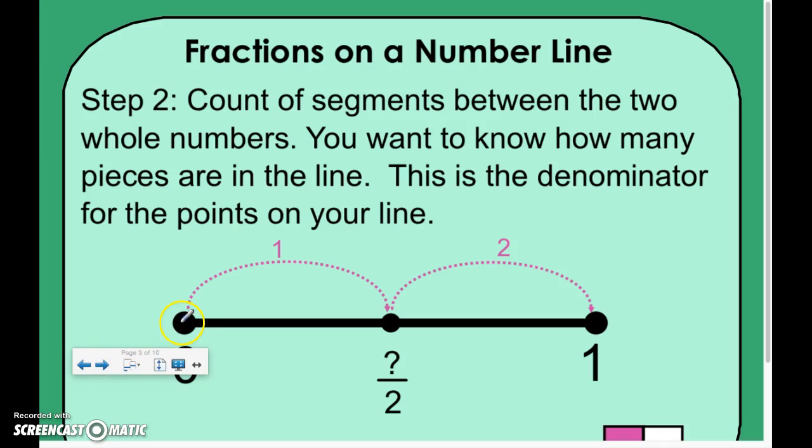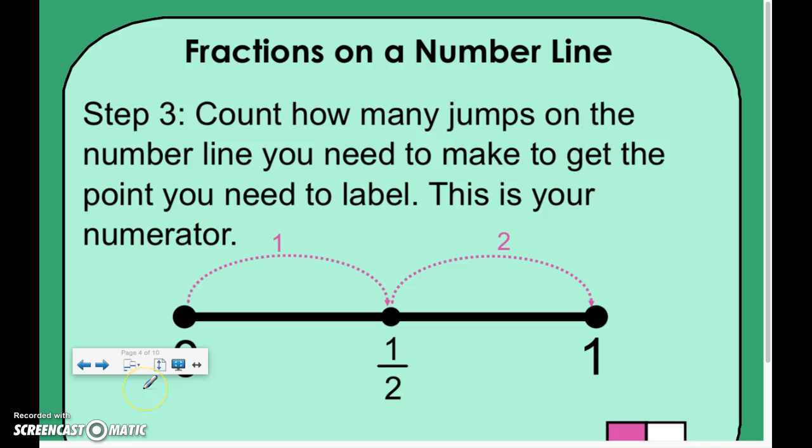So what it said is count the segments between the two whole numbers. You want to know how many pieces there are in the line. This is the denominator for your points on the line. So they made a jump from here to here, and from here to here. So that made 2 jumps, so that's my denominator. This is 1 jump, so that would clearly be my numerator of 1.